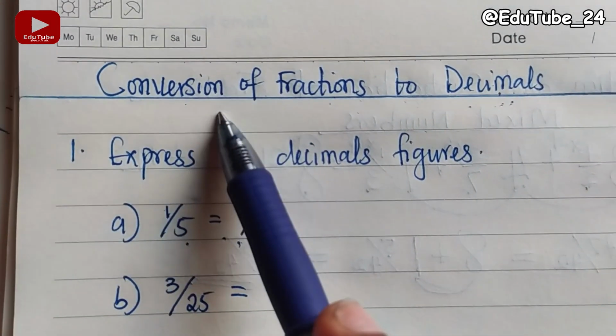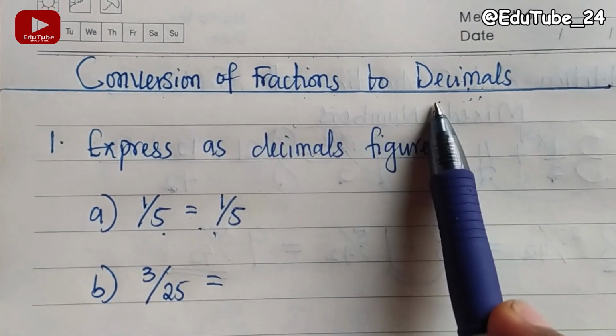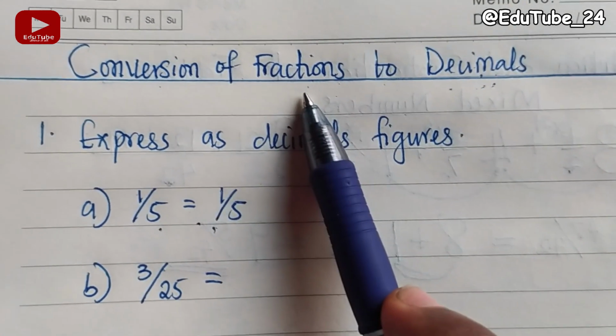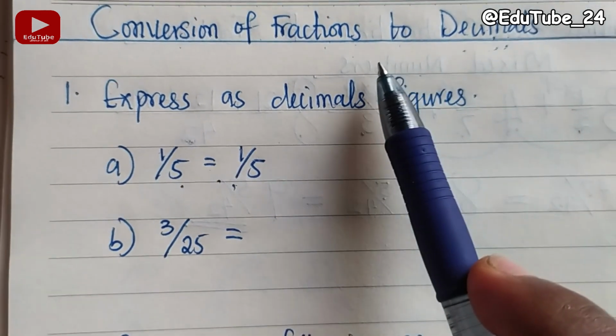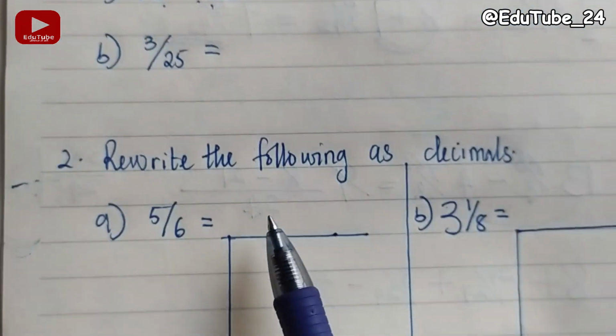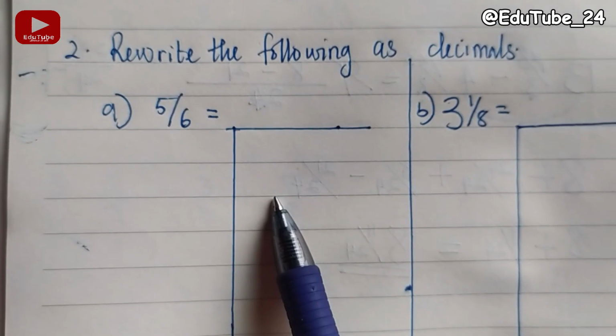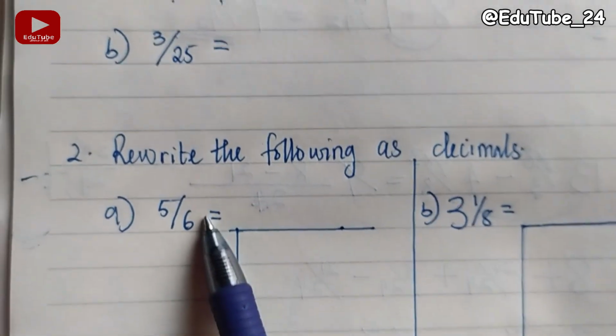In this lesson, we are going to learn conversion of fractions to decimals. To convert fractions to decimals, we could make use of two methods. The first method, I call it the multiplier method, and the second method is basically the use of the long division method to convert fractions to decimals.